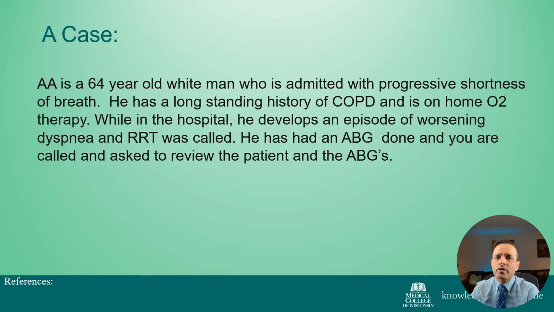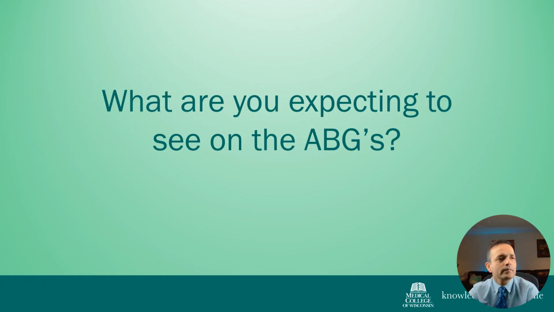So let's discuss a case. AA is a 64 male admitted with progressive shortness of breath, has a long-standing history of COPD and is on home oxygen therapy. While in hospital, he develops an episode of worsening shortness of breath and RRT was called. He has had ABG done and you're called and asked to review the patient and the ABGs. So what are you expecting to see on the ABG?